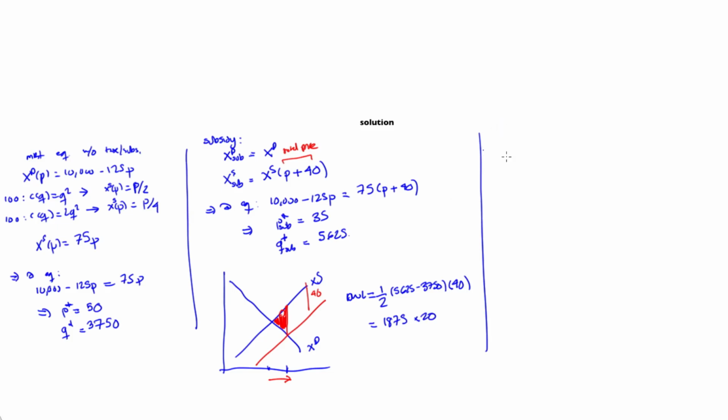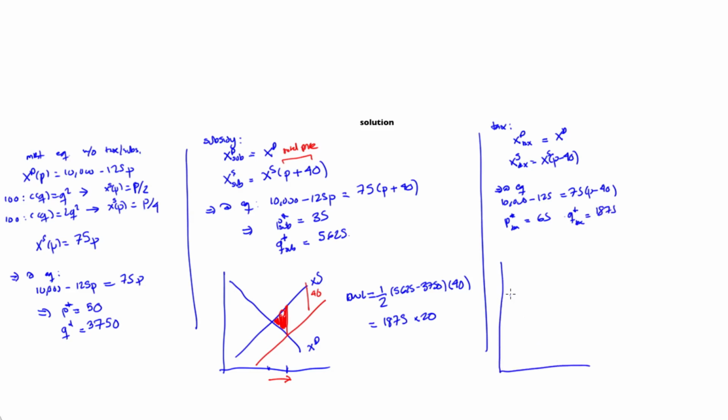Now let's do the case of the tax. In this case, again, the demand with the tax is equal to the demand without, and the supply with the tax is equal to the supply shifted upwards. So it looks like this. This implies at equilibrium that 10,000 minus 125p is equal to 75 times (p minus 40). And if you compute the equilibrium, you get that P star with the tax is equal to 65, and a quantity star with the tax is equal to 1875.